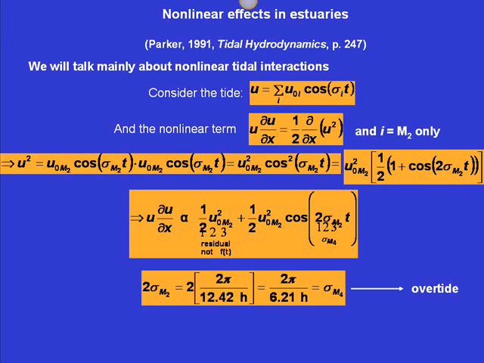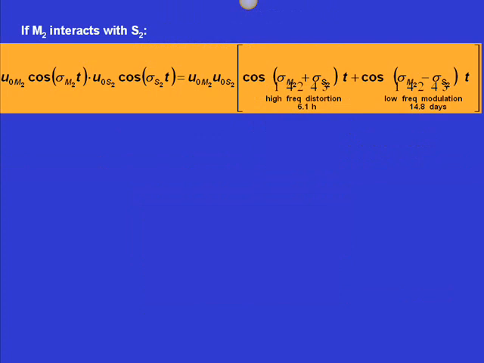So if instead of having the M2 here interacting with itself, if we had the S2, what would be the frequency of that? What would be the double frequency of the S2? It would be 2 pi over 6 hours, right? Get the concept. Okay, now that was the M2 interacting with itself.